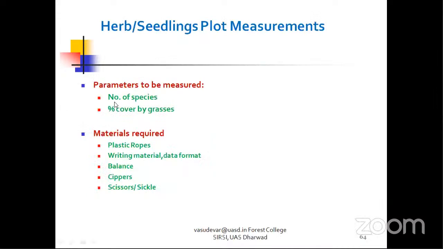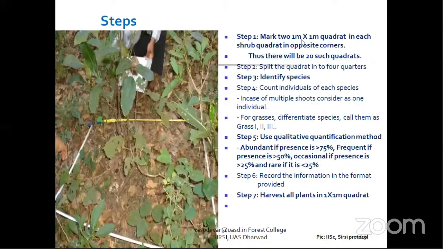And then we only look at the number of ferns, how many species there are, and what percentage of area is covered by the grass. So we make a 1 meter by 1 meter quadrant here, split the quadrant into 4 smaller ones, identify the species, and count the individuals. If you do not know the grass, you can make it a temporary species like species 1, species 2, species 3, make a herbarium, go back and identify it later.